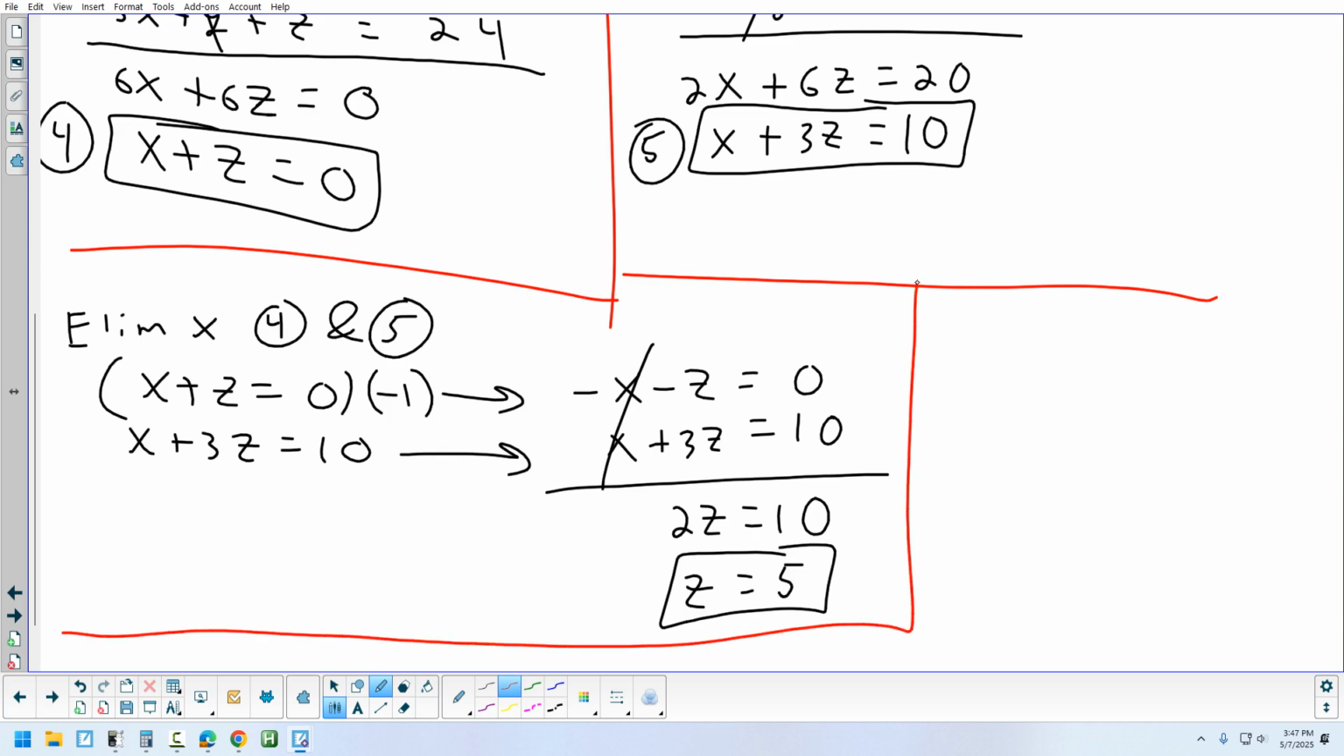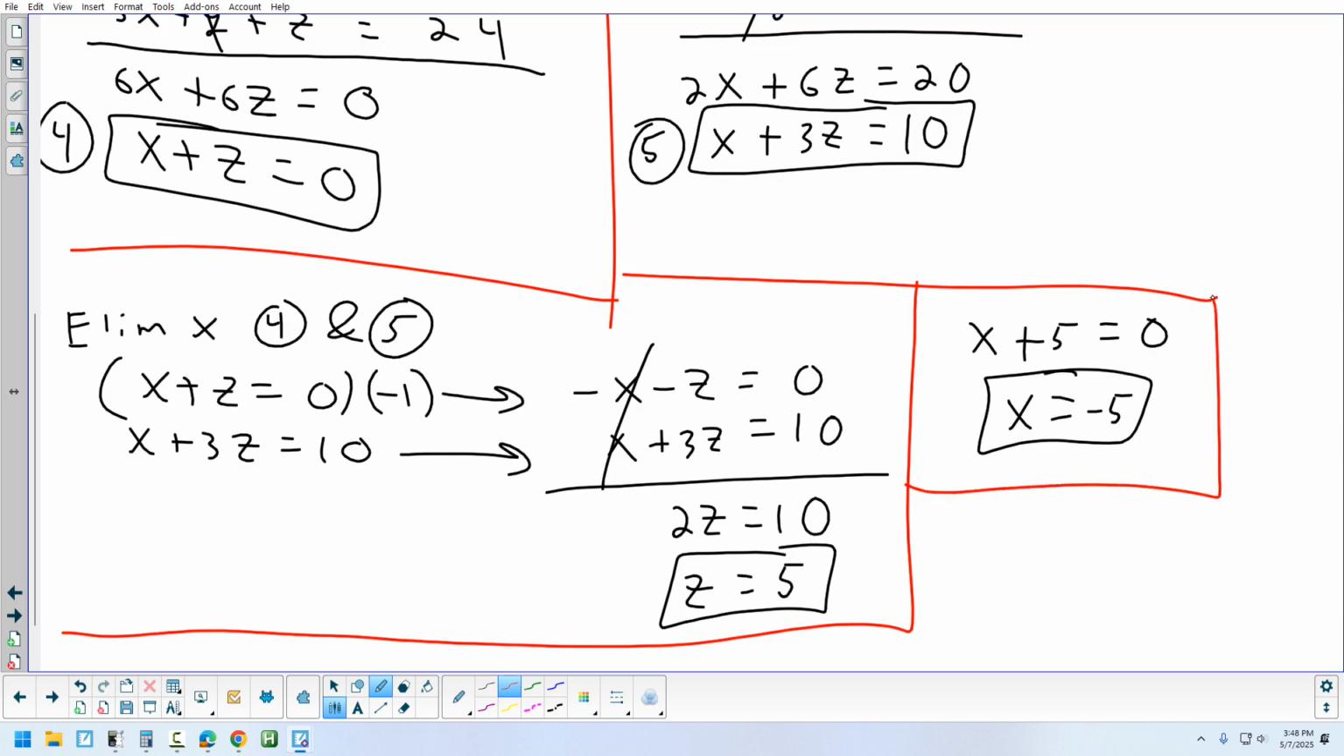Now, what would be the next letter we could find? x. Yep, I would find x, and we could plug back into equations 4 or 5. I would probably do 4. So you got x plus 5 equals 0, which means x is -5, and we're done with x. And the last letter we need to find?